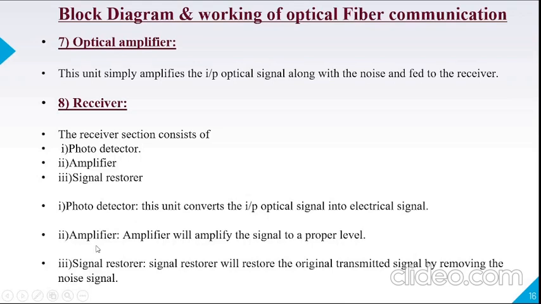Now the function of amplifier is to amplify the signal to a proper level. Then after getting amplified, the signal goes to your signal restorer. Now the signal restorer will restore the original transmitted signal by removing the noise signal. As we know that here optical amplifier also amplifies the noise signal, then there is a need to remove the noise. Therefore signal restorer is used for the elimination or removing of the noise signal.